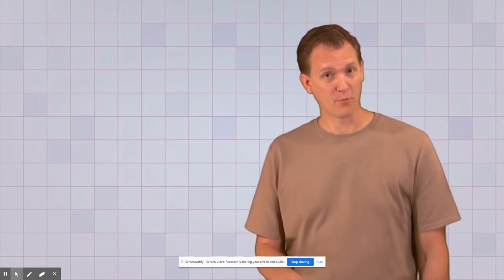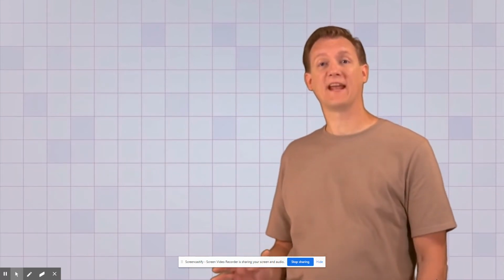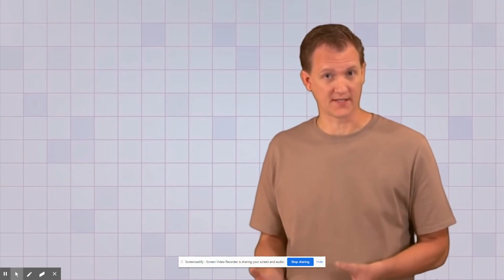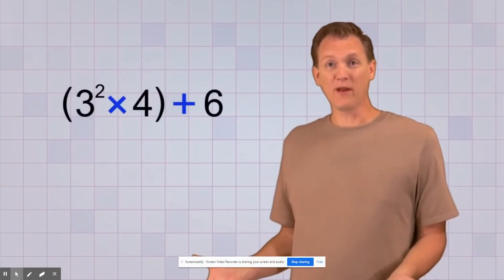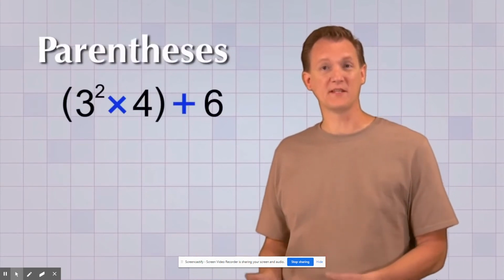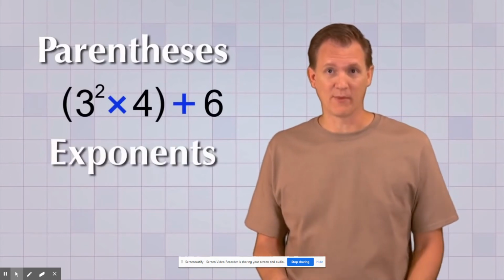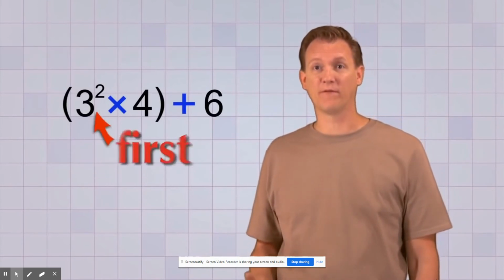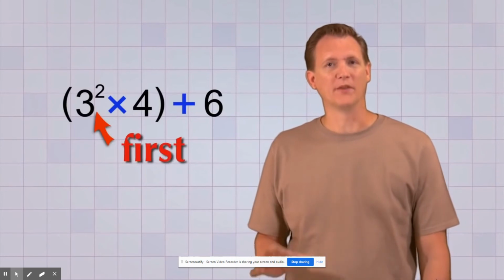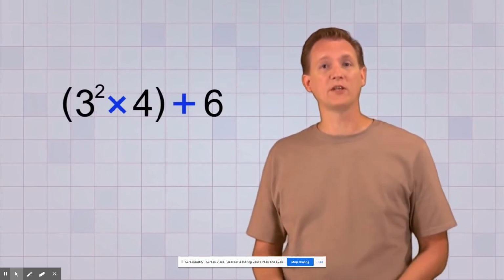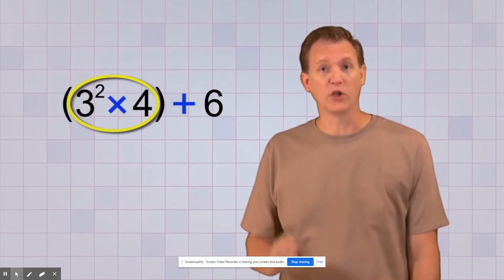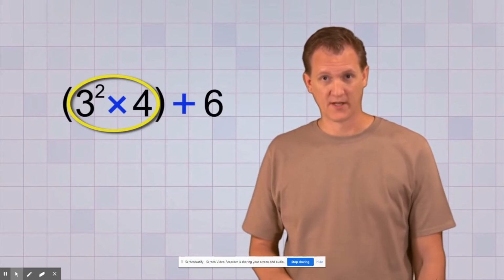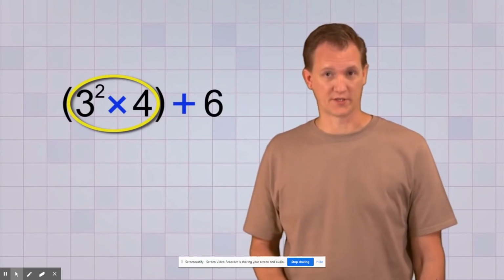Oh, and one thing I should point out, sometimes you'll get a problem that has exponents inside of parentheses, like this problem. And you may wonder, how can I get rid of the parentheses before I do the exponents? You might think that if you simplify the exponent first, you're breaking the rules. But the truth is that by doing whatever operations are inside the parentheses, you are doing the parentheses first. The parentheses really just tell you where to start.